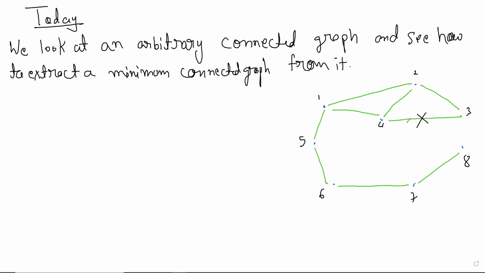You can remove this edge, and you will still have a connected graph. So this is not the optimal one, but it's a connected graph, and that is what we are trying to understand. It's an arbitrary connected graph. How can we extract a tree from here? What do I mean by extract a tree, or extract a minimum connected graph? I mean that we want to create a minimum connected graph, but using only the roads, the edges, the lines, whatever, that are available to us.